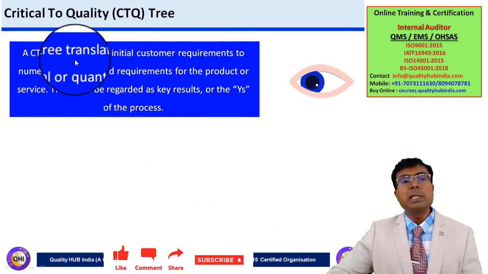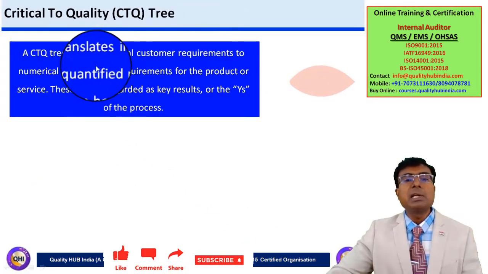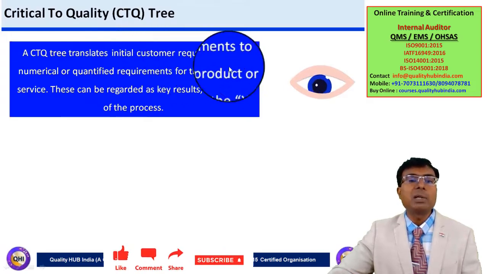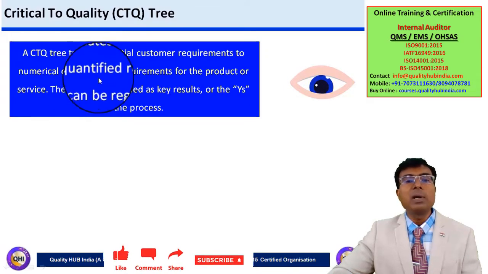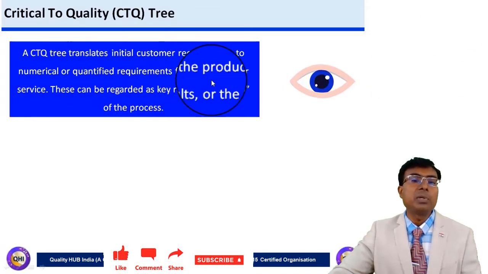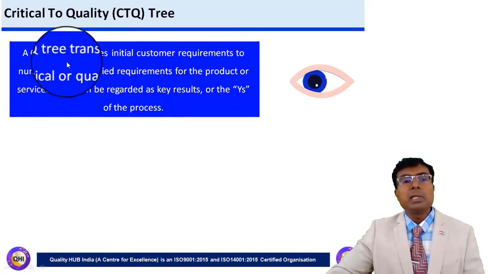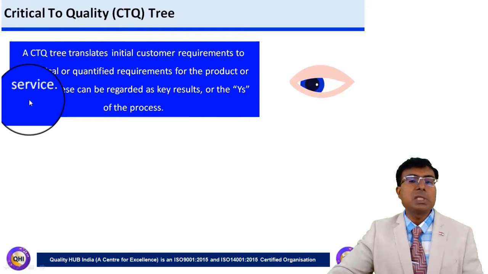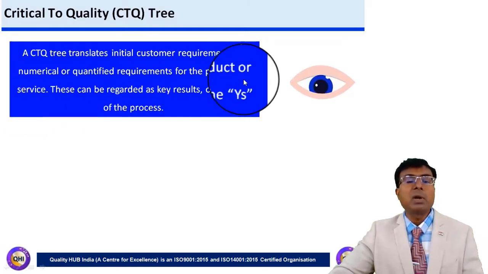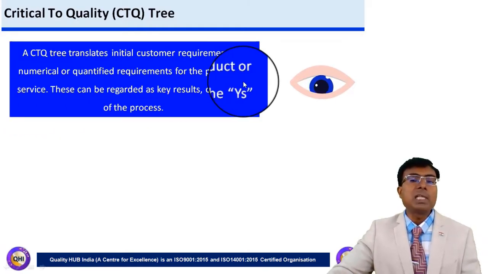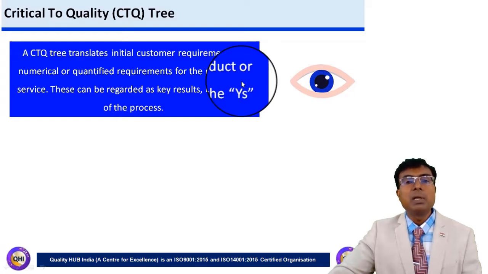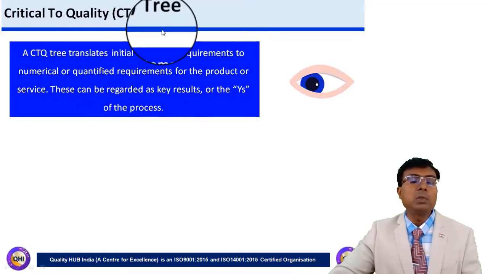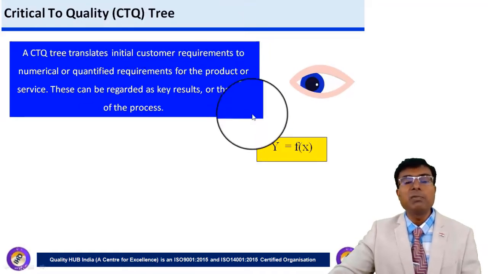So talking about the critical to quality tree, it basically translates initial customer requirements to numerical or quantifiable requirement for the product or the services. So the critical to quality tree can be used for products, it can be used for the services also. So any kind of organization who wants to satisfy their customers and they want to retain the customers, they want to delight the customer, they have to use critical to quality tree to understand the critical customer requirements.